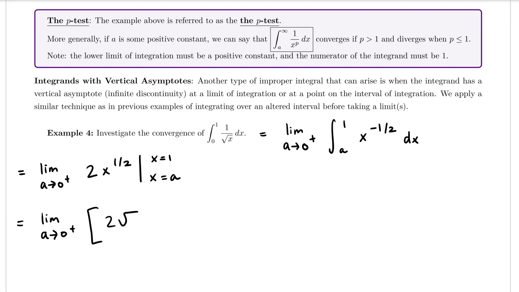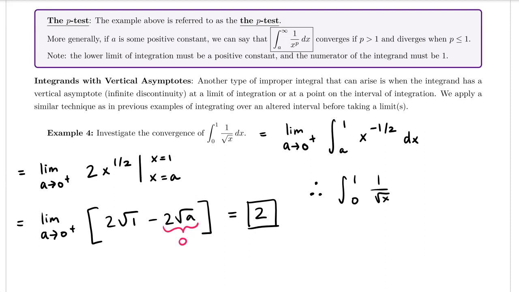So we have 2 times the square root of 1 minus 2 times the square root of a. As a gets closer and closer to 0 from the right-hand side, this expression is also going to go to 0. So our final answer is 2 times the square root of 1, which is equal to 2. It says investigate the convergence. We can say therefore our integral from 0 to 1 of 1 over the square root of x dx converges to 2. And that's our answer for this example.